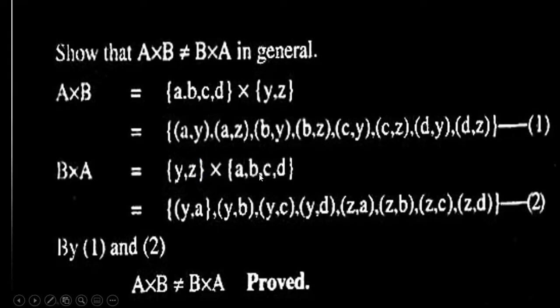So you can clearly see that this set of the ordered pairs or Cartesian product is not equal to these Cartesian product or the ordered pairs. So it means that it has been proved that A cross B is not equals to B cross A. Now coming towards the binary relation.